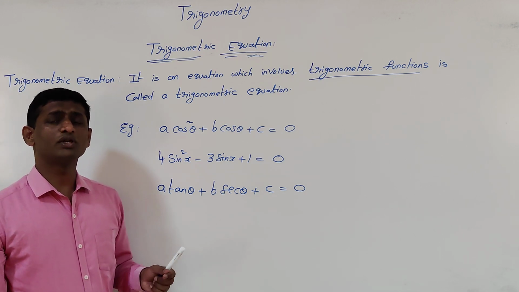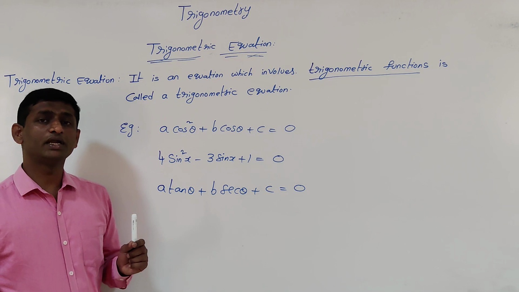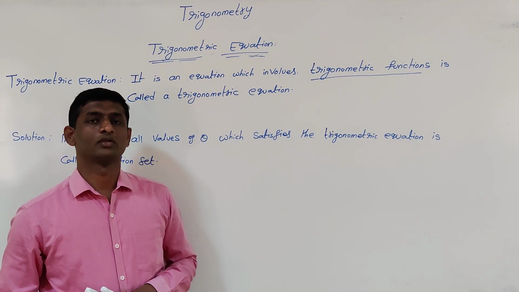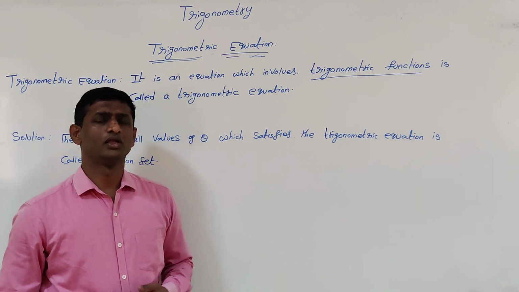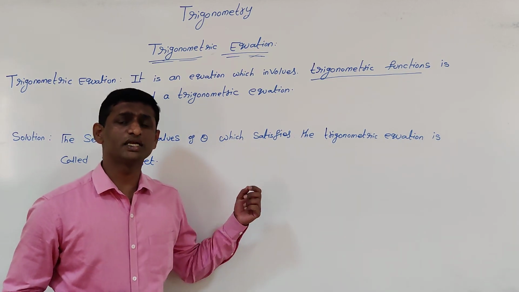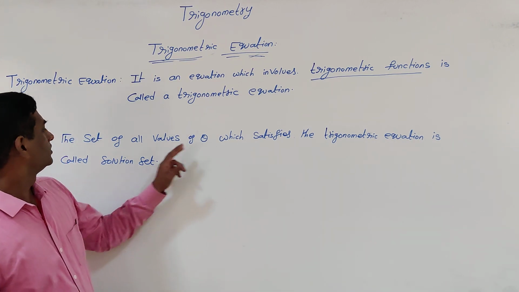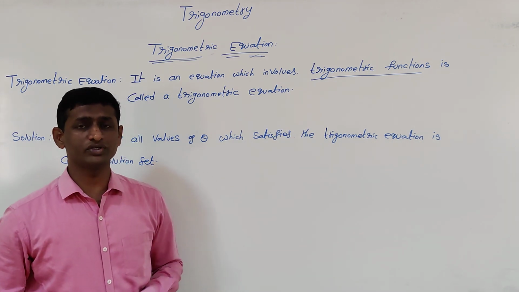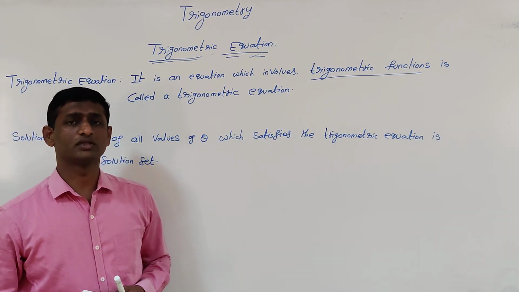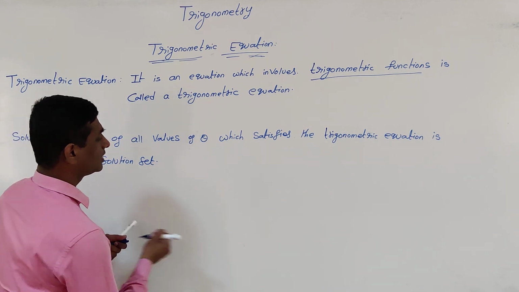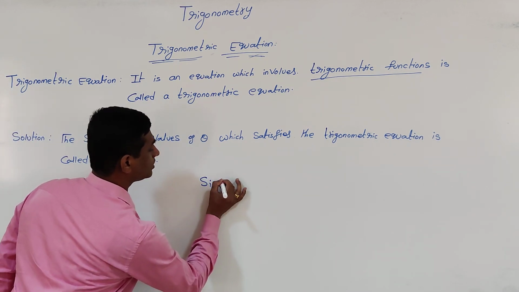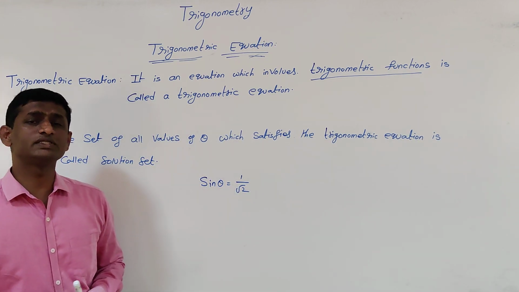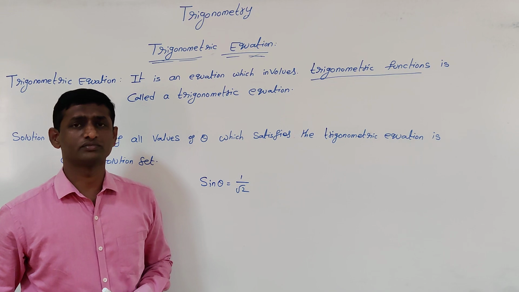Now we will see what is the solution for a trigonometric equation. So what is a solution set? A solution set is the set of all values of theta which satisfy the trigonometric equation. For example, sin theta is equal to 1 by root 2. It is a trigonometric equation.